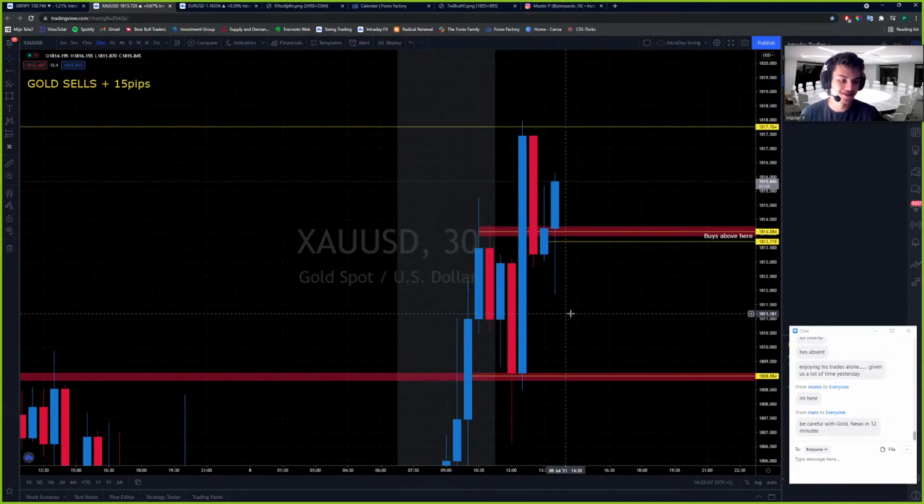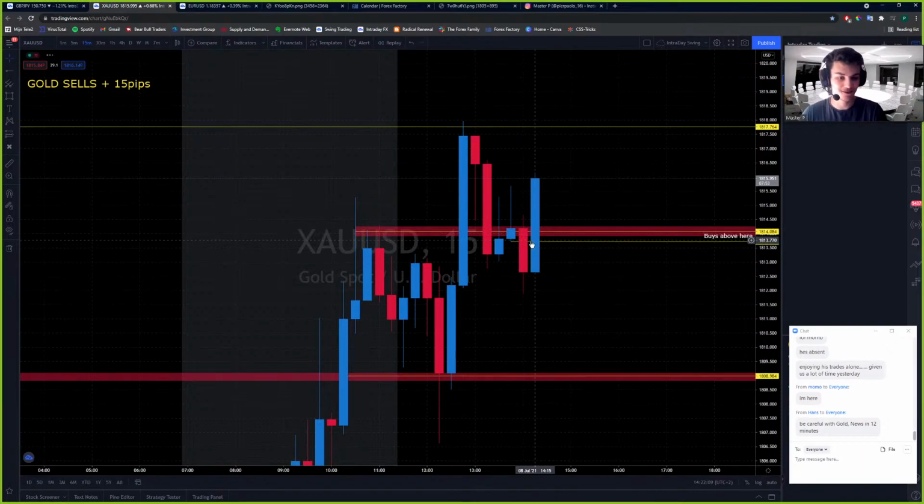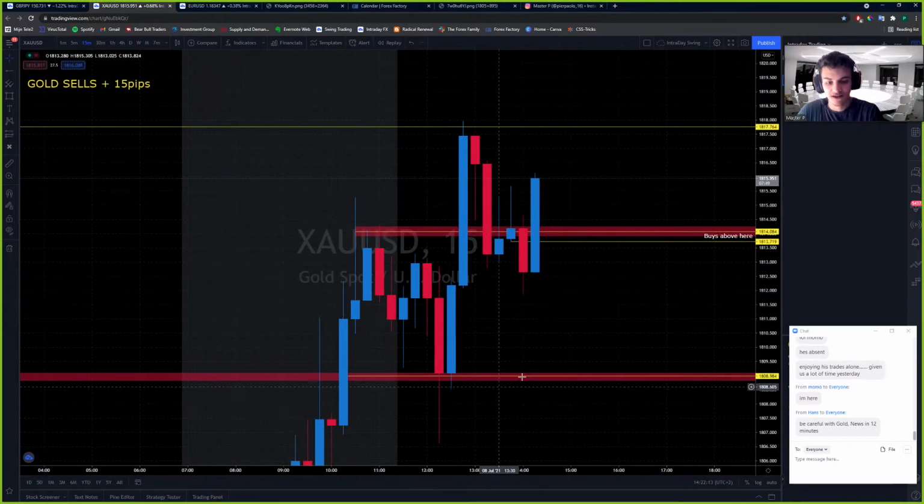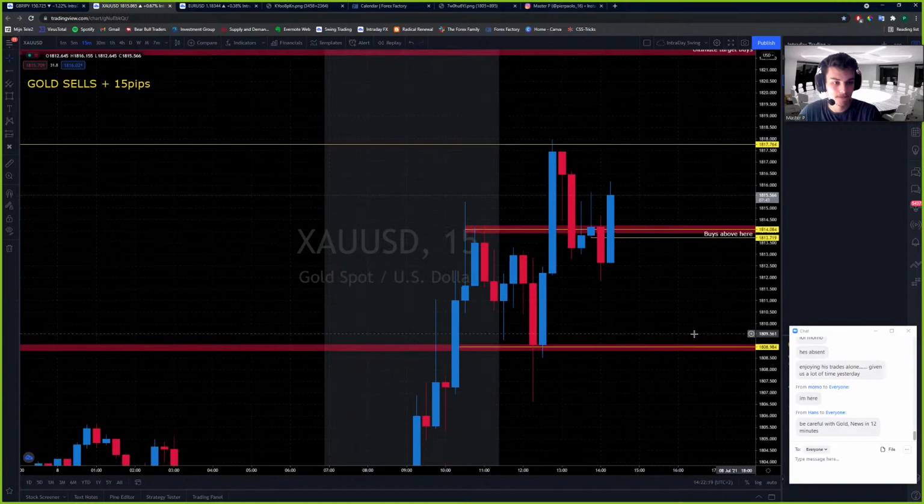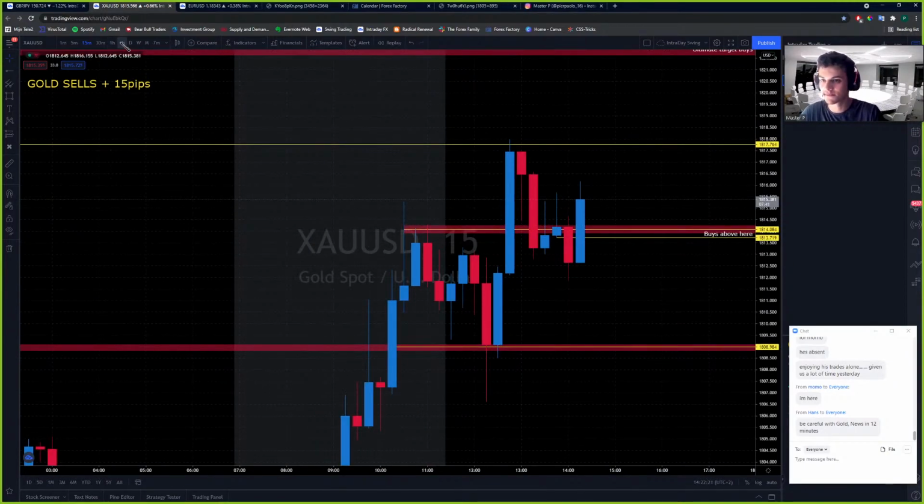Absolutely mad. So fascinating to watch it. It closed back inside the range. Pretty much expected it to come down to here. Now it's breaking above. Just nuts.